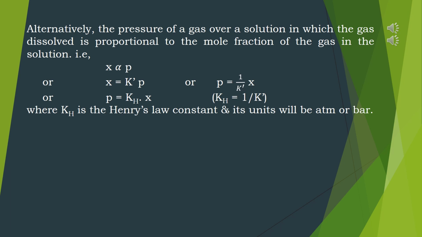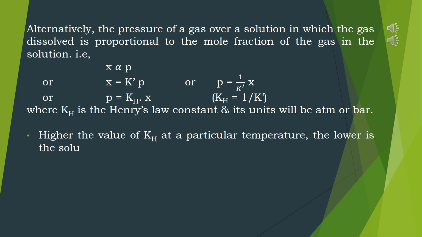So let's discuss some points related to Henry's law constant. First is, the higher the value of KH at a particular temperature, the lower is the solubility of the gas. From the formula, it is clear that KH is inversely proportional to the mole fraction of gas dissolved. That is why if the value of KH is high, the solubility is less.